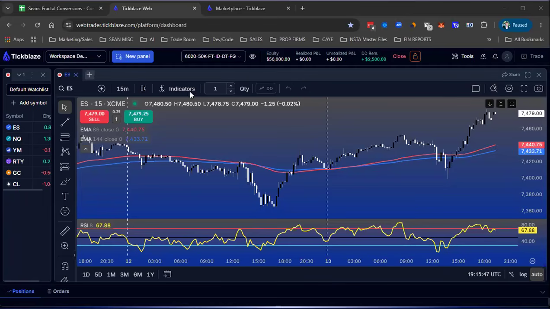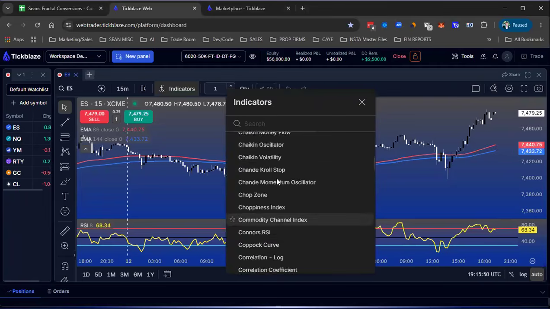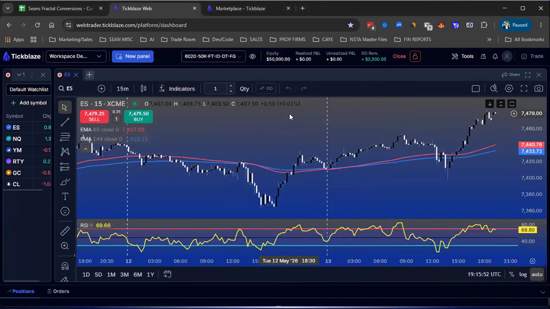For now, you can use all of the tools that are inside of TradingView inside the web, which is great. And then you can use the desktop for advanced algos and indicators on the Tickblaze desktop platform. Yeah. Does that make sense, traders?